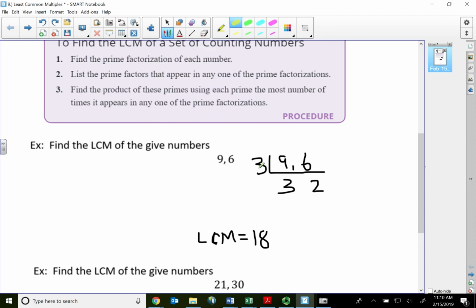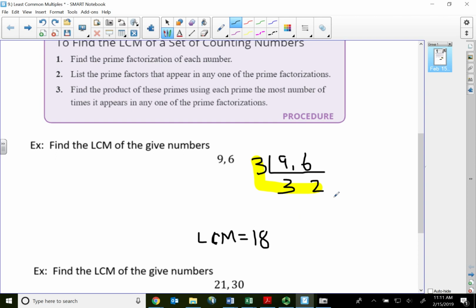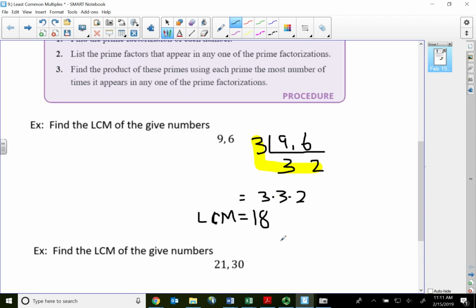Then you can just multiply all the numbers on the outside together: 3 times 3 times 2, which will be 18. That's one way to do it. Knowing the multiplication table is another way.